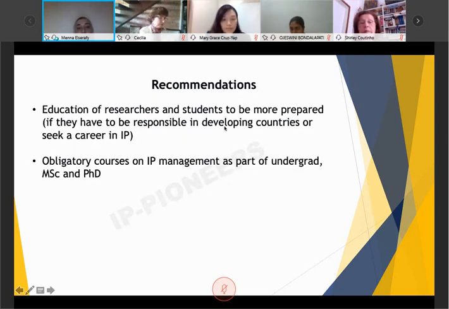My final recommendation is that we should educate the researchers and students as much as we can to be more prepared, because if they are going to be responsible at this current stage in developing countries, there's not so much investment in making very well-established offices. They have to have the foundation of IP, the minimum awareness, and they should be able to guide others.